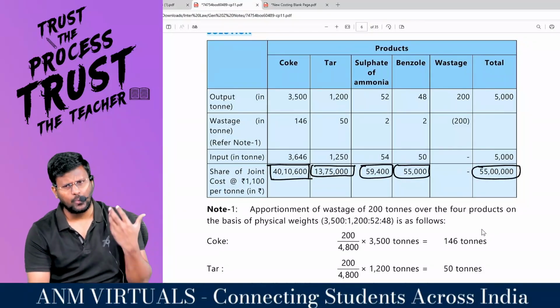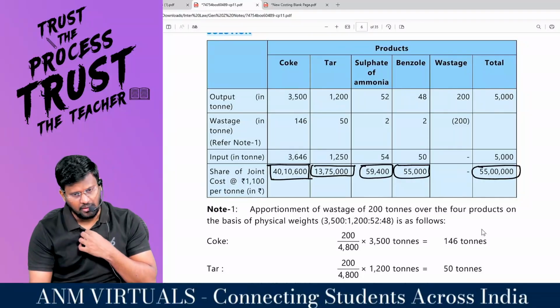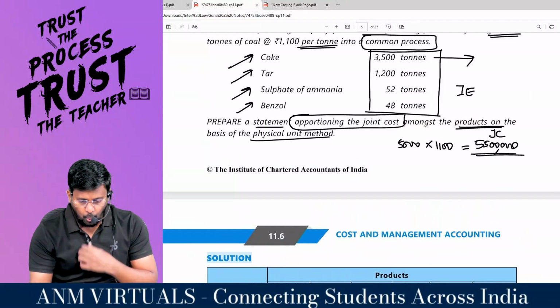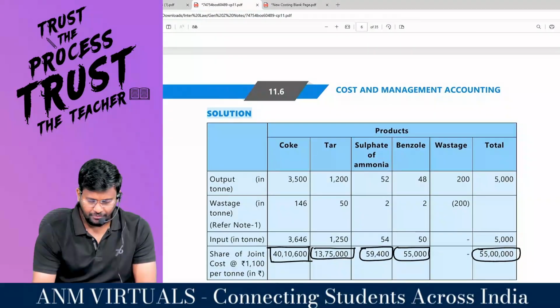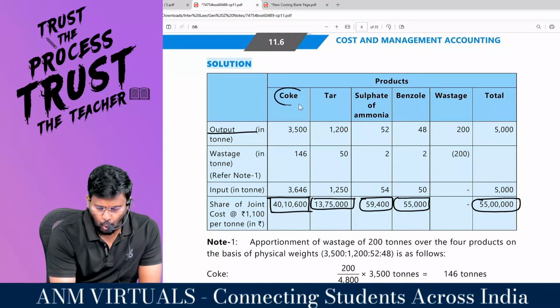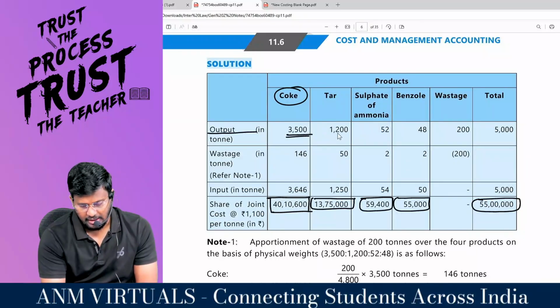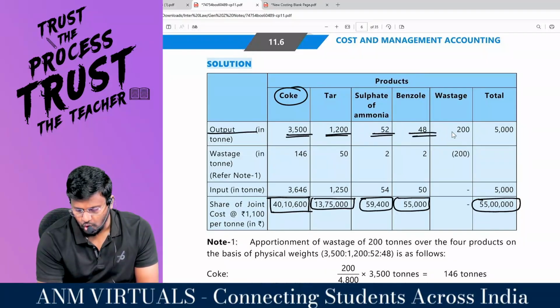You may have a question: why is their answer and our answer different, what is changing, correct? Because what is the method name? Physical unit method. Let us see what they have done and what we have done. Output in ton: coke how much output? 3,500, tar 1,200, sulfate of ammonia 52, benzol 48.